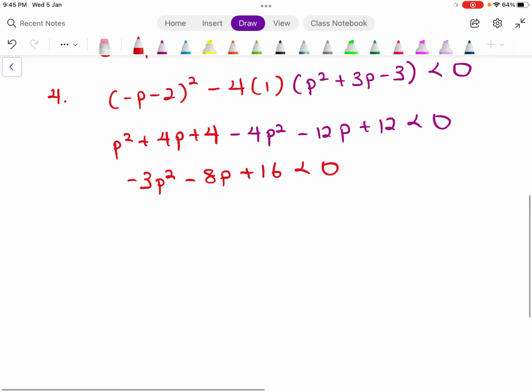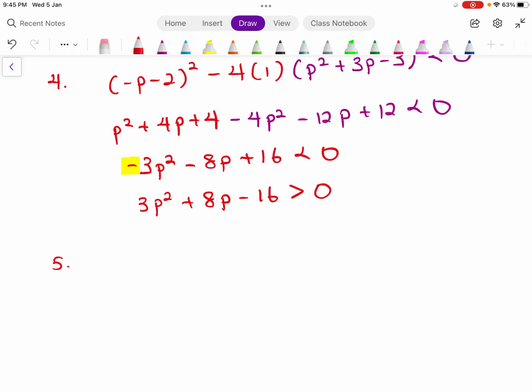Okay, so let's clean up this inequality before I do the number line. Normally I would like to get rid of any negative with my p squared. So I get rid of the negative: 3p squared plus 8p minus 16. For this, the inequality must flip, to become more than 0. Now we are almost done. The last step is to solve the inequality. For step number 5, first thing I want to solve this quadratic inequality.